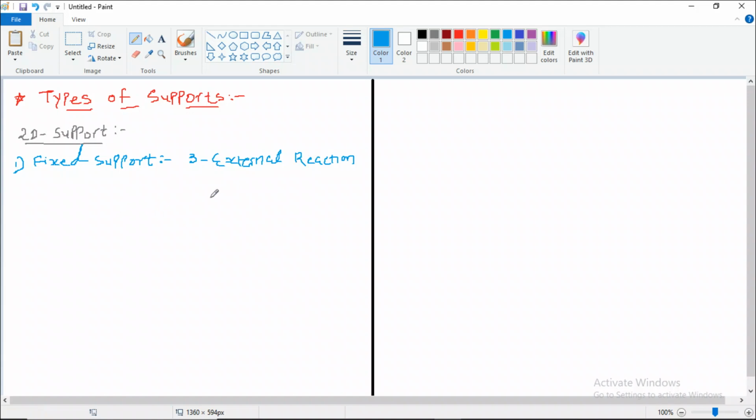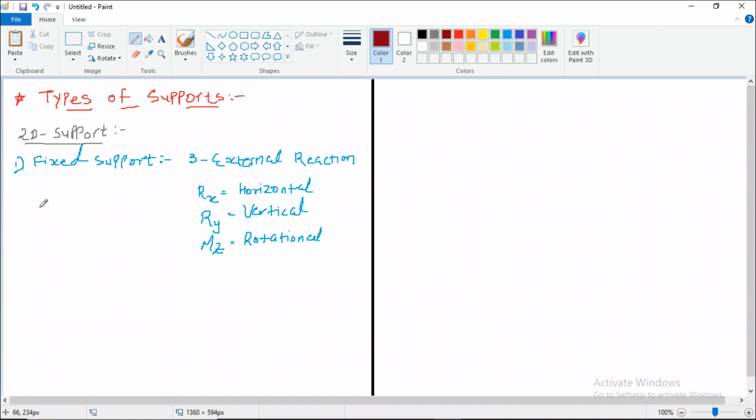What are those external reactions? First one is Rx, that is the horizontal reaction. Then we have Ry, that is vertical reaction, and third one is Mz, that is the rotational reaction or bending moment. So these are the three external reactions possible in any particular fixed support.